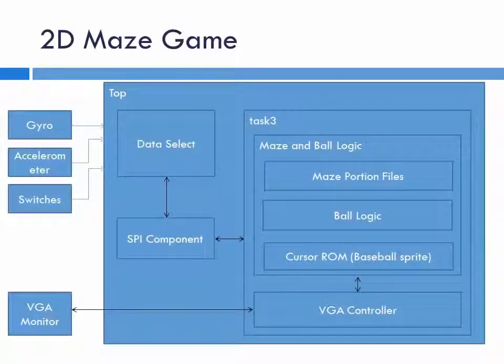This slide shows the block diagram of the concept. As is seen, the top module has 3 parts. Number 1, the data select takes the input from the gyro and the accelerometer and the switch. Number 2, the SPI component converts the data to the dimensions of the ball that can be used for collision detection. Number 3, the task 3 module has 3 sub-modules. The maze portion displays the various portions of the maze. The ball logic and cursor ROM display the ball as a sprite on the maze. The VGA controller displays the entire module on the VGA monitor.